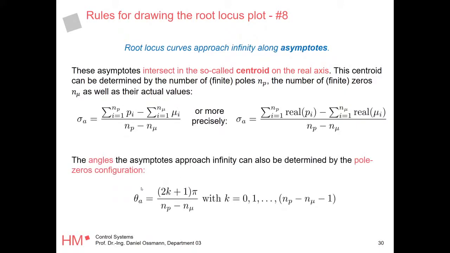And then in the second step, you compute the angles. And here, it does not look too hard. What it says here, you let K go from 0 to NP minus mu minus 1, right? So you subtract NP, the number of poles, minus the number of the zeros and subtract one more, and you plug it in here. And then you divide it through the difference in the number of poles minus zeros, right? So this is the difference.